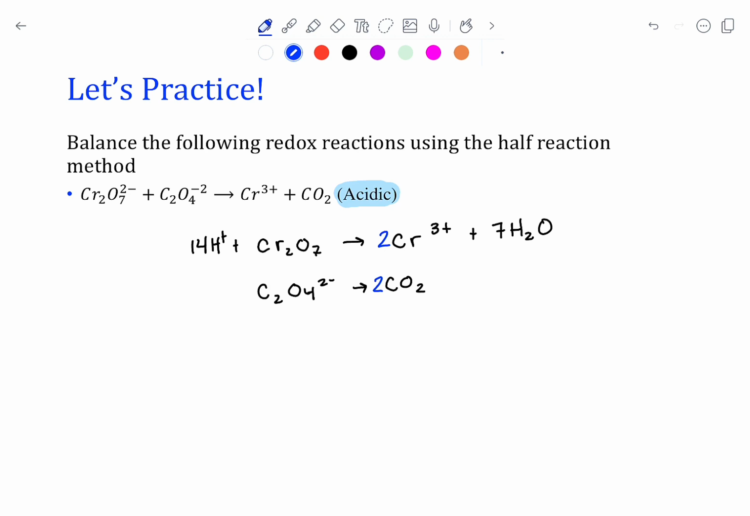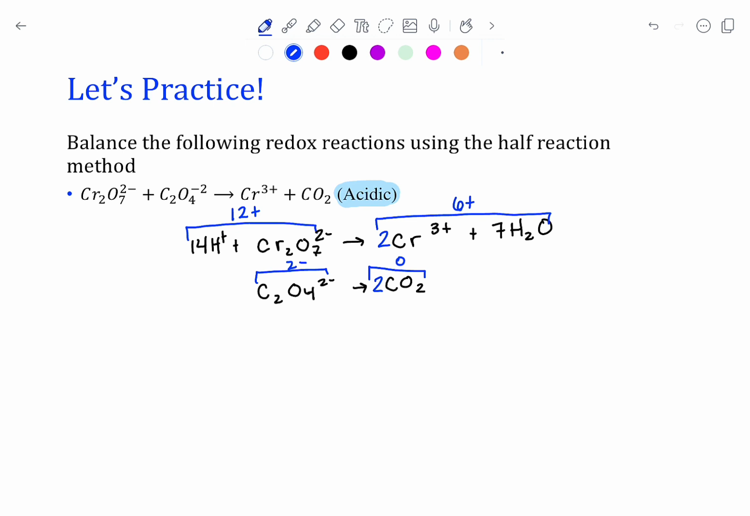So now that we have everything balanced stoichiometrically for our individual elements and compounds, we now need to balance for charge. So let's take stock of either side. In my first equation, I'm missing a 2- in my notation there. So I have a 14 plus and a 2- leading to a charge of 12 plus. And on my product side, I have 2 Cr3 pluses leading to a charge of 6 plus. In my second equation, my C2O4 just has a 2- charge, and my CO2 has a 0 charge overall.